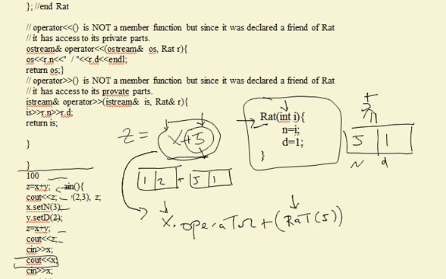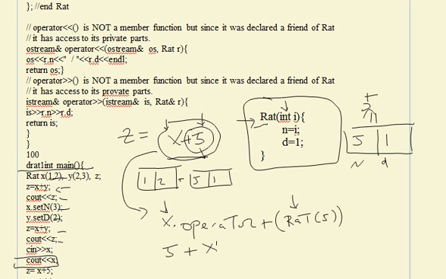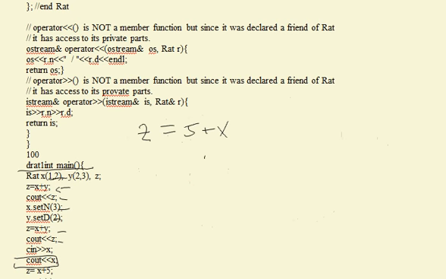But now what happens if we do the other thing? What happens if we say 5 plus x? Well, this becomes much more complicated. And in fact, it's really not going to work. So if we look at z equals 5 plus x, this will not work. Why not? Because what's going to happen is, again, it's trying to add an int to a rat, but it's going to try to do 5 dot operator plus x. Now, this makes no sense at all to the compiler, because 5 is not an object, right? 5 is just a built-in type. It's a built-in int, so you can't apply the dot operator to it.